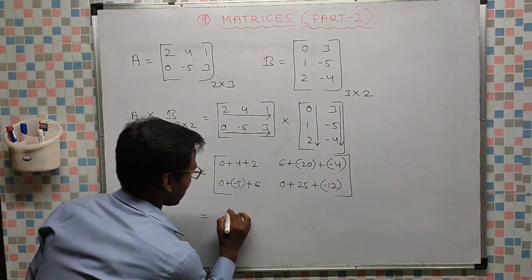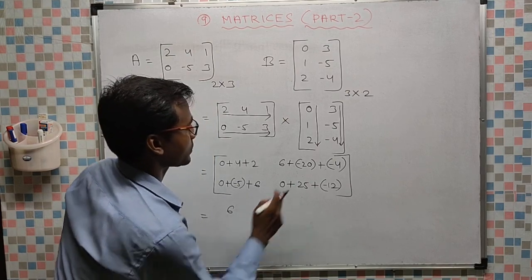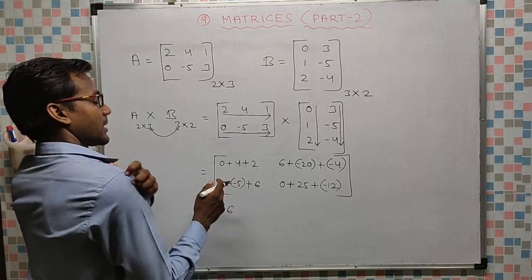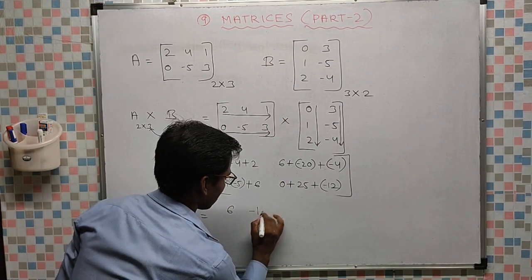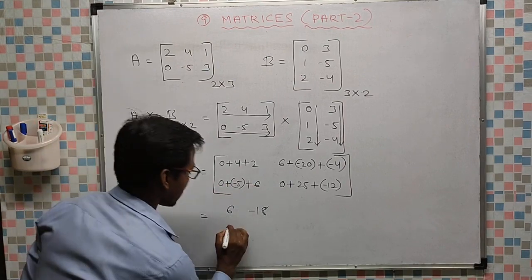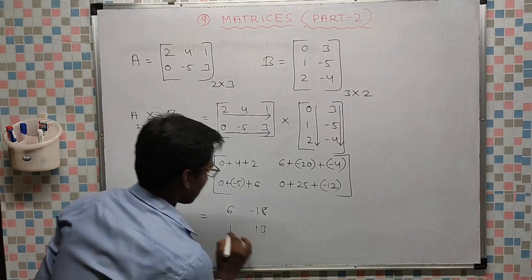So we get 6. This is 6 minus 20 is minus 14. Minus 14 minus 4 is minus 18. So minus 18. 0 plus 6 is 6. 6 minus 5 is 1. 25 minus 12 is 13.